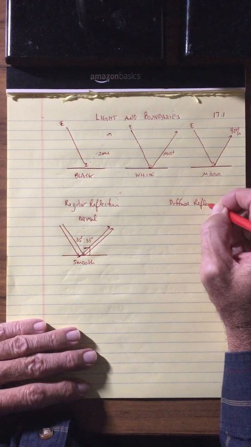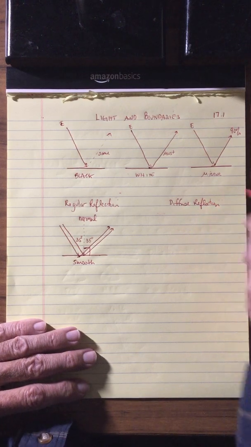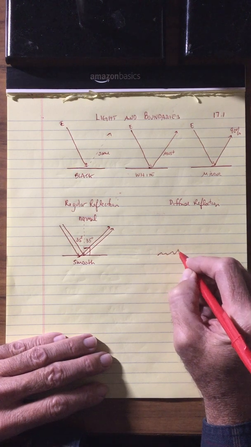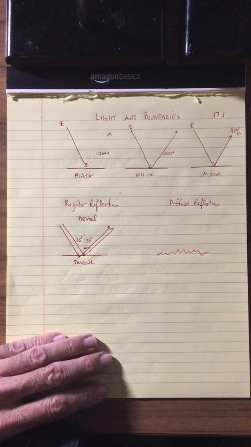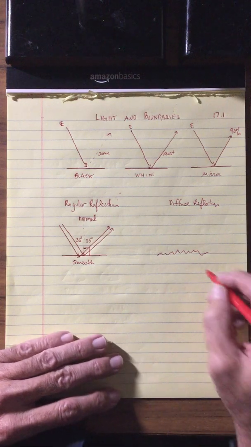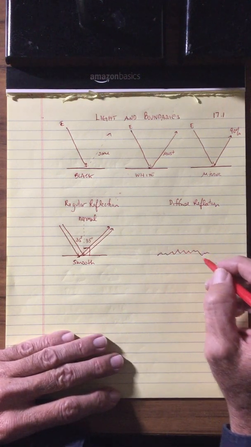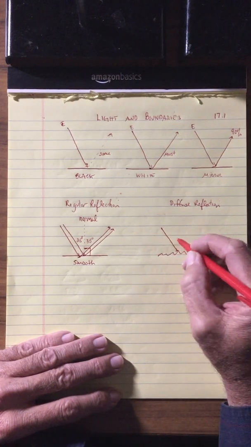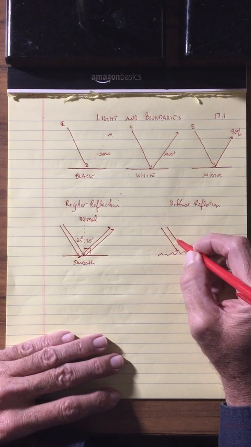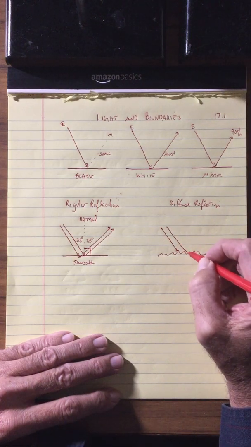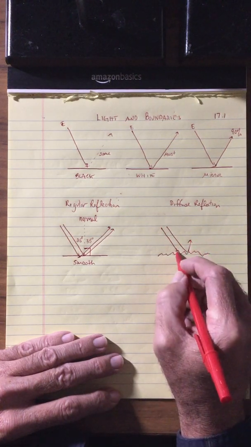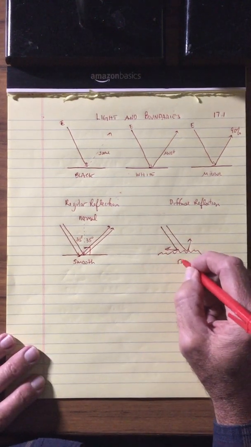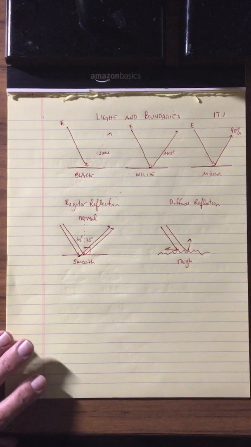Diffuse reflection. If you've got a rough surface like this, and you have some parallel rays coming in like this, and this parallel ray coming in like that, this might reflect that way, and that might reflect that way. So with a rough surface, you get what's called a diffuse reflection.